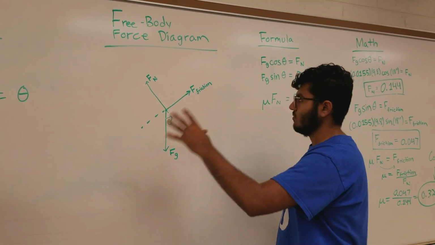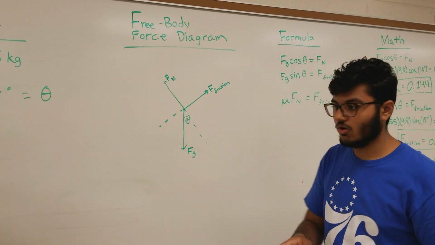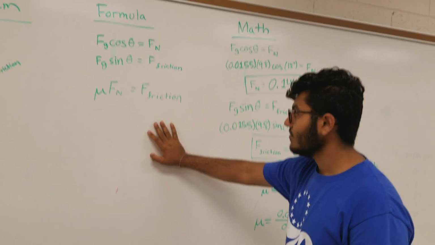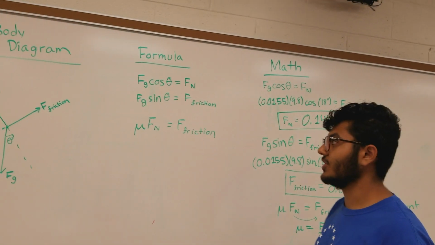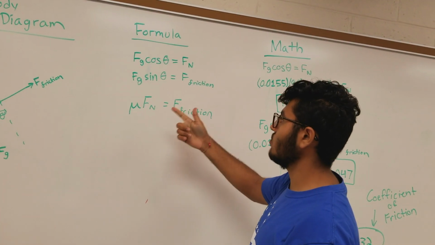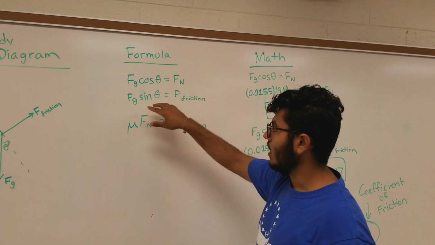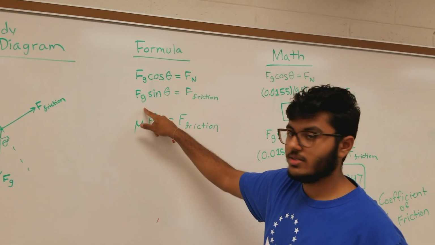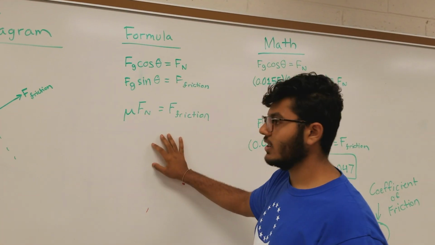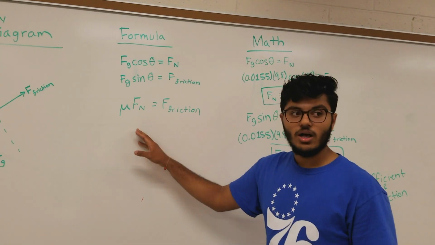Once you have the free body force diagram, you can use those components to help you set up formulas and then solve. So here are the 3 important formulas we're going to need to solve for the force of friction. The first one is the force of gravity times cosine theta, which will help you get the normal force. Then the force of gravity times sine theta will help you get the force of friction. And lastly, we need the formula with the coefficient of friction times the normal force, which will help you get the force of friction.